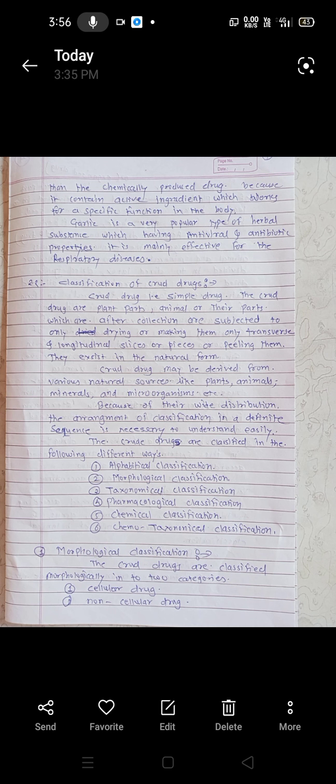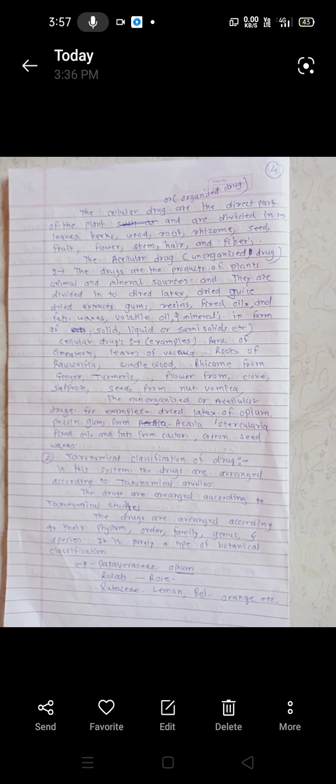The cellular drugs, that is, bark of the cinnamon, leaves of Vasaka, or roots of Rauwolfia, sandalwood, rhizome from the ginger or turmeric, the flower from clove or saffron, seeds from the nutmeg. And the non-organized or acellular drugs, for example, the dried latex of opium, the pectin gums from the acacia plant or sterculia, extract, fixed oil and fats from the castor as well as cotton seeds, waxes, etc. These products may be used as acellular drugs.